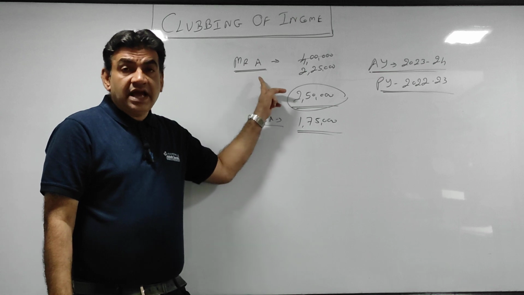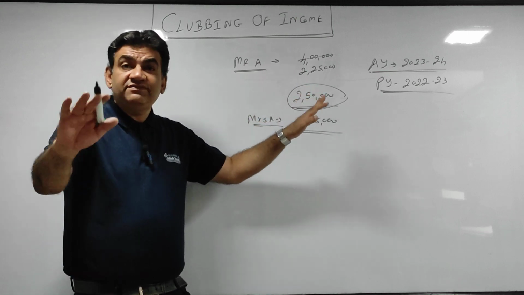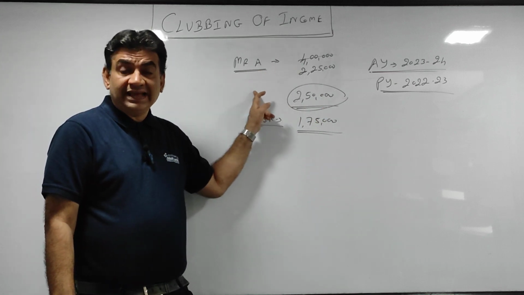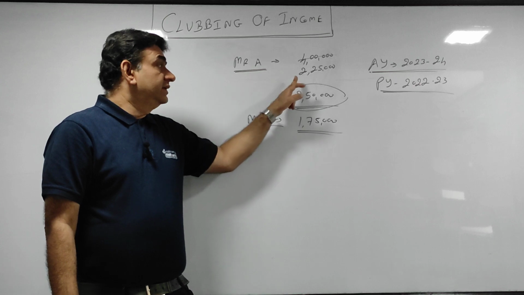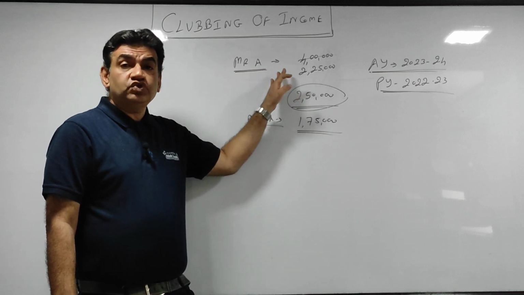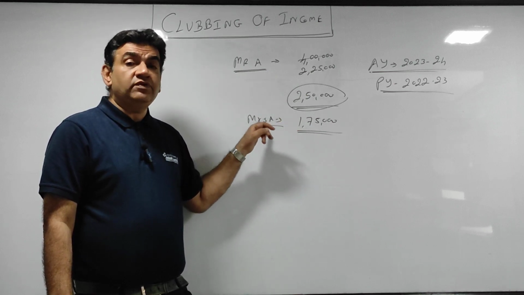Understand this? Here Mr. A is paying tax on 4 lakh rupees. Just giving you an example of what clubbing is. Okay, he will pay income tax on 4 lakh. Now what will happen? Out of 4 lakh, 225 he shows as his income, and the remaining 175 he shows in the name of his wife.